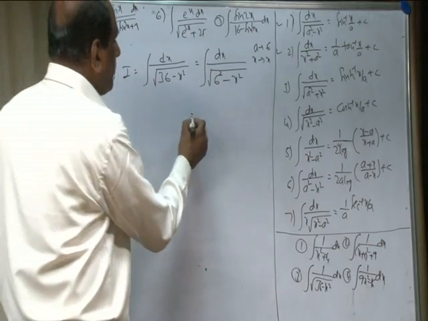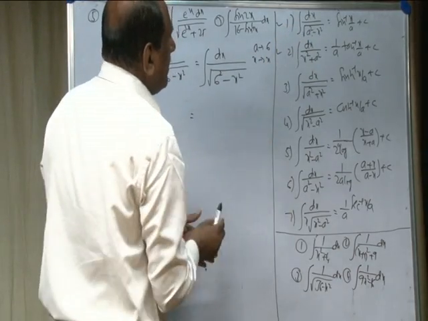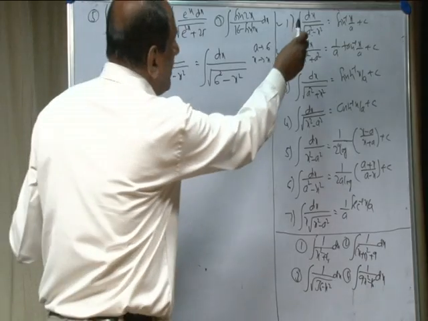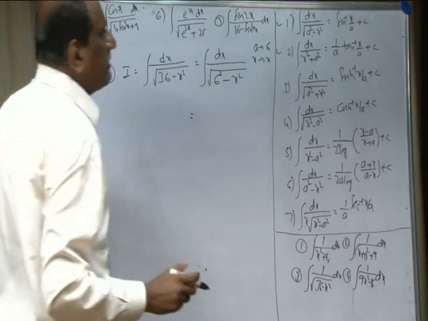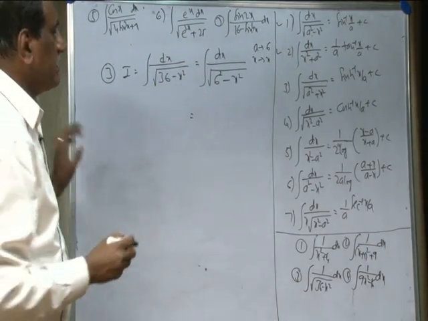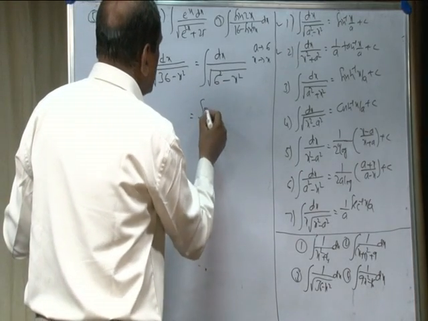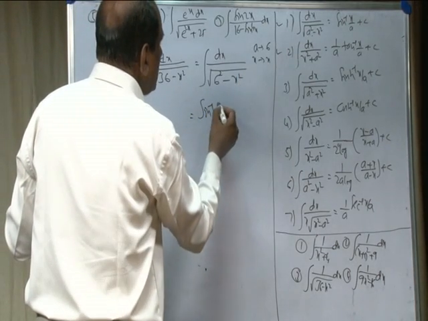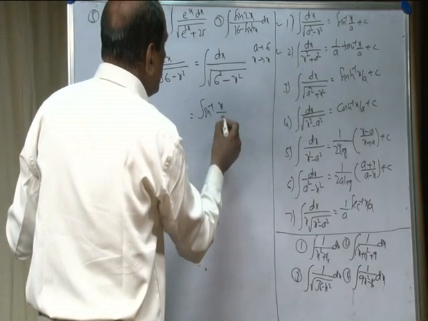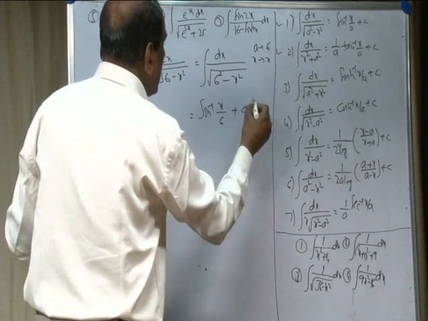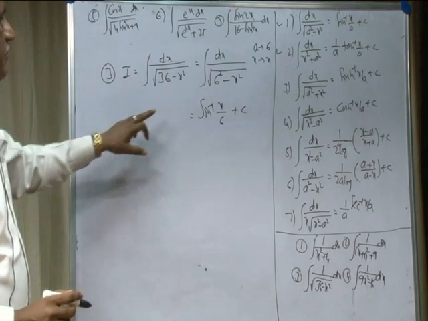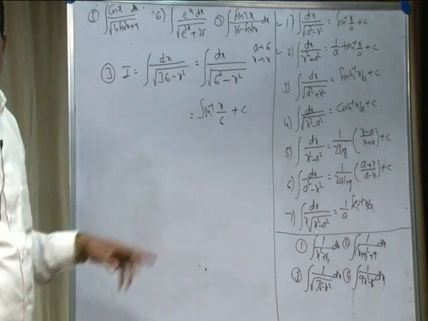Now, this is equal to the integral of dx by root of a square minus x square, which is equal to sin inverse x by a plus c. Sin inverse x by a, where a is 6, so sin inverse x by 6 plus c. So, by using the first standard integral.